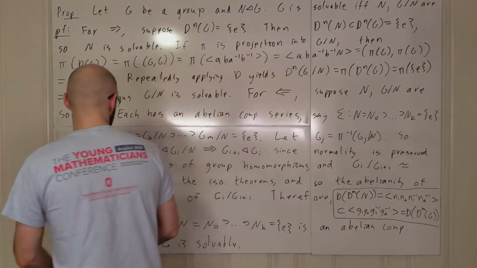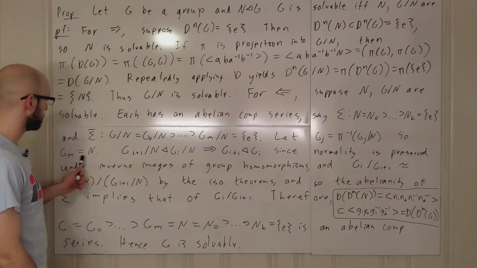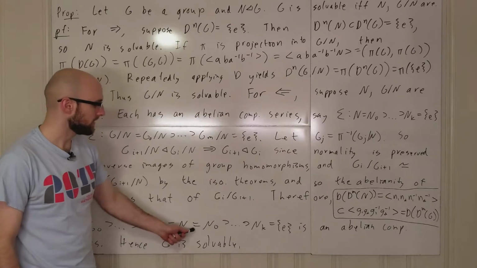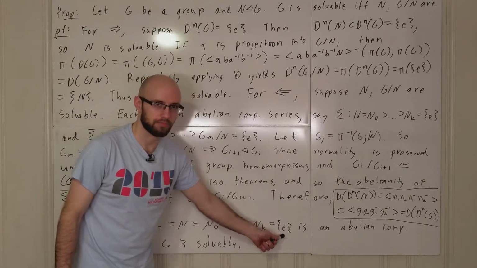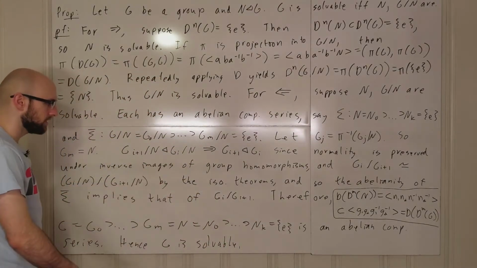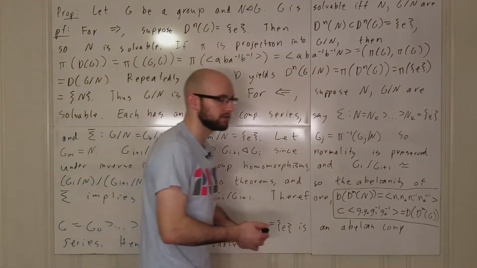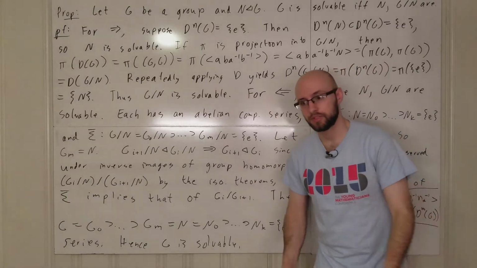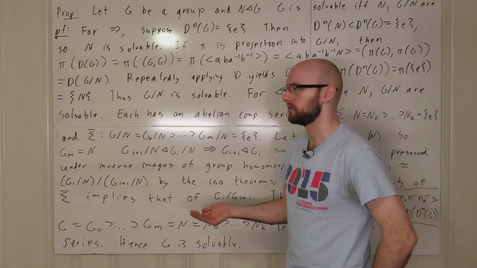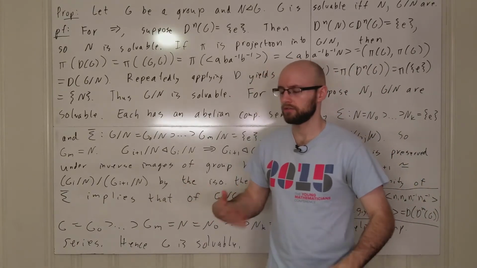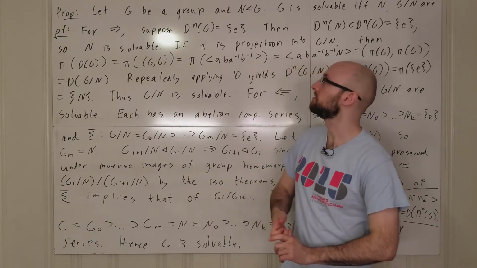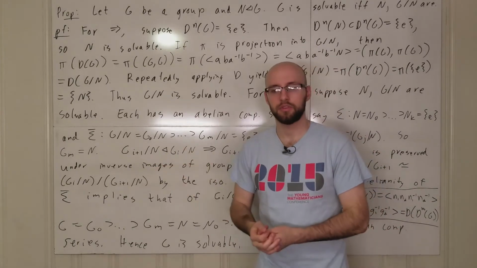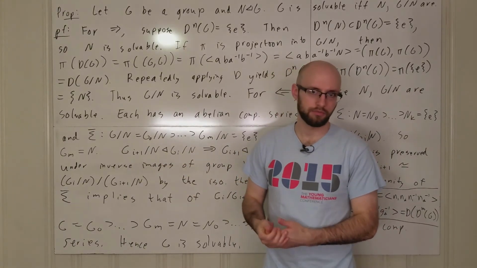But then when we get down to G_m, we proved that it is equal to N. And from N, we already have a composition series with abelian graded pieces. So you just stick the two together, and what you get is an abelian composition series for the overall group G. And having a composition series with abelian graded pieces is equivalent to being solvable, and so G is solvable. All right, and there you go. This completes our proof.